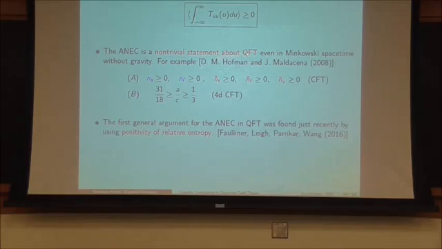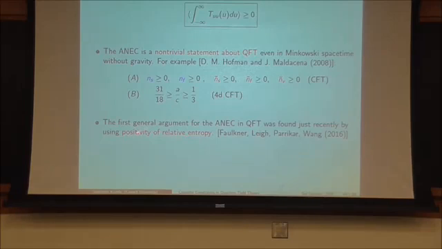ANEC is a non-trivial statement about QFT even in flat space without gravity. As I said, it gives you these conditions. Another way of saying it, it gives you this bound on A over C. If A over C is outside this bound, the average null energy condition will be violated. The first general argument for ANEC in QFT was found just very recently by Faulkner, Leigh, Parrikar, and Wang from positivity of relative entropy.